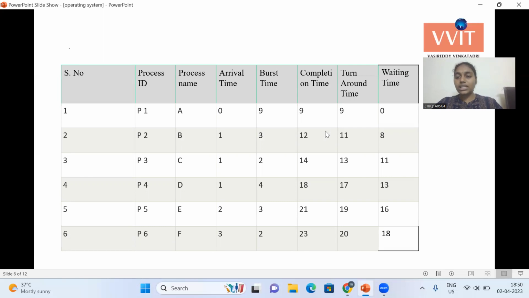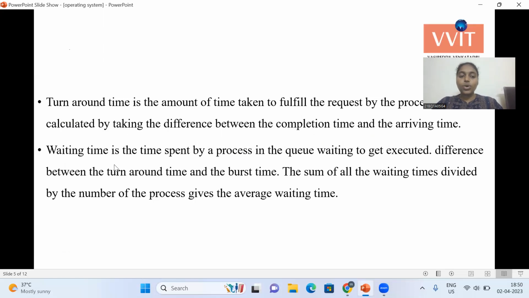After this, we have to calculate the waiting time. What is meant by waiting time? Waiting time is the time spent by the process in the queue waiting to get executed. It is the difference between turnaround time and the burst time.